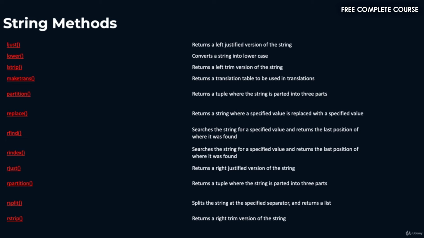Rfind searches the string for a specified value and returns the last position of where it was found. Rindex searches the string for a specified value and returns the last position of where it was found. Rpartition returns a tuple where the string is parted into 3 parts. Rsplit splits the string at the specified separator and returns a list. Rstrip returns a right trim version of the string.